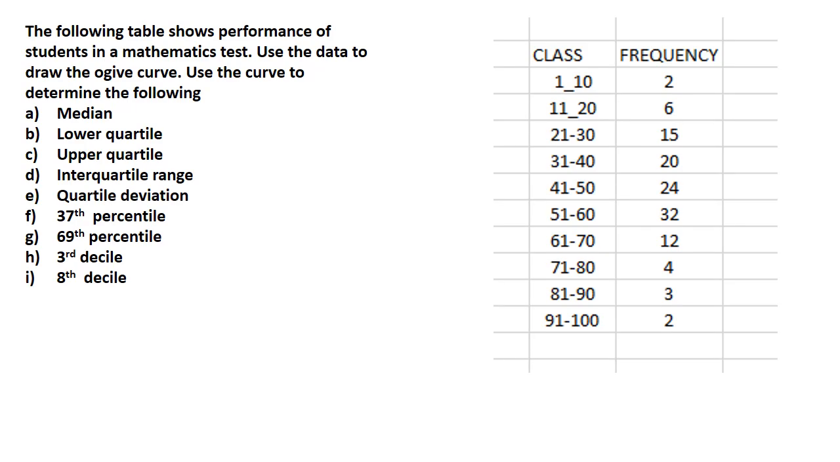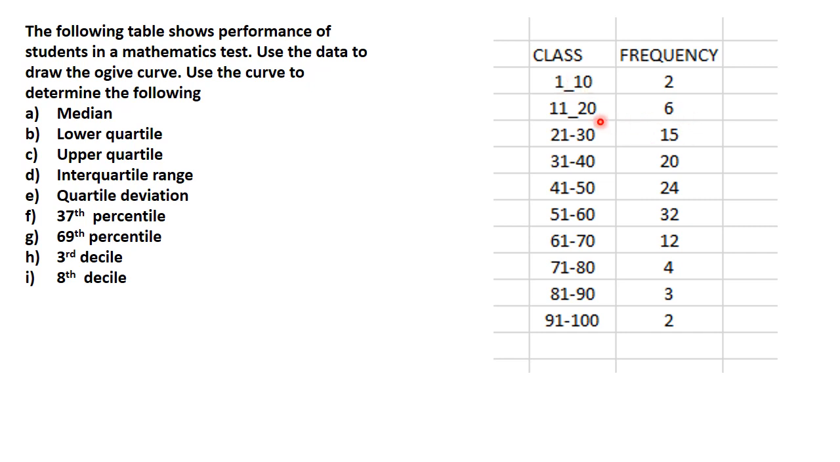You're given a question here. The question says the table shows the performance of students in a mathematics test. Use the data to draw the Ogive curve, and again use the curve to determine the following, the ones listed there. The information given has to do with the performance of students in a math test. So what you have here is, from 1 up to 10, 2 students only scored somewhere between 1 and 10.